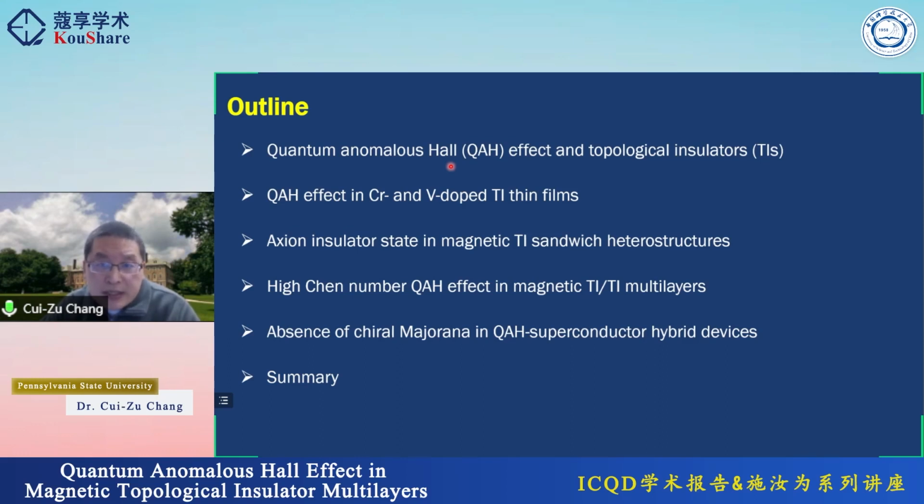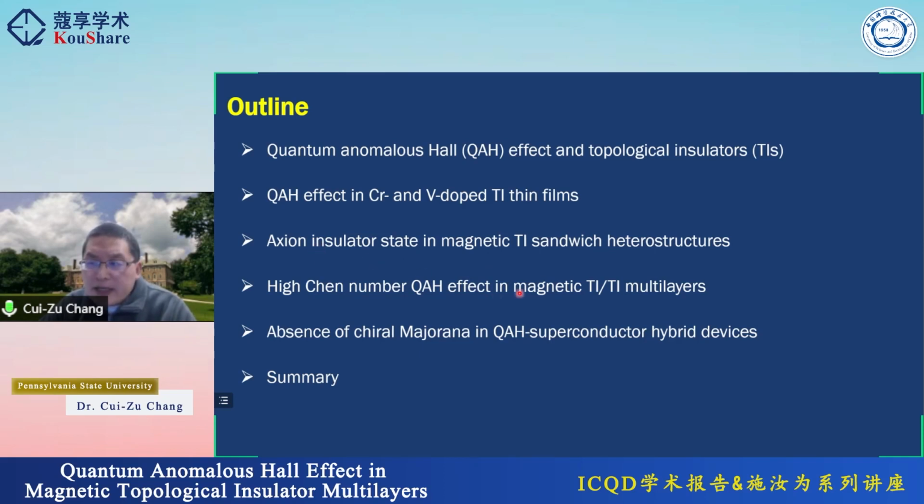As Professor Chu just introduced, with many efforts in 2013, we were the first to realize the quantum anomalous Hall effect in chromium-doped topological insulator film when I was a graduate student in Professor Qikun Xue's group at Tsinghua University. And after 4 years of postdoc at MIT, I joined Penn State in 2017 and continued the work on the quantum anomalous Hall effect. And we fabricated this kind of magnetic TI sandwich structure and first realized one phenomenon we call the axion insulator state.